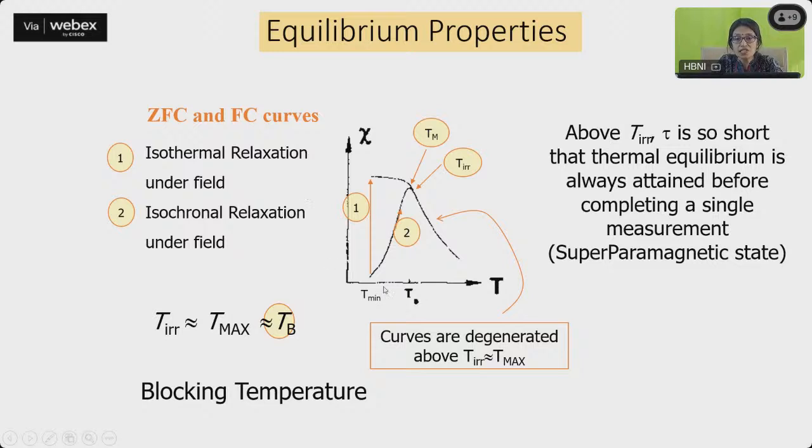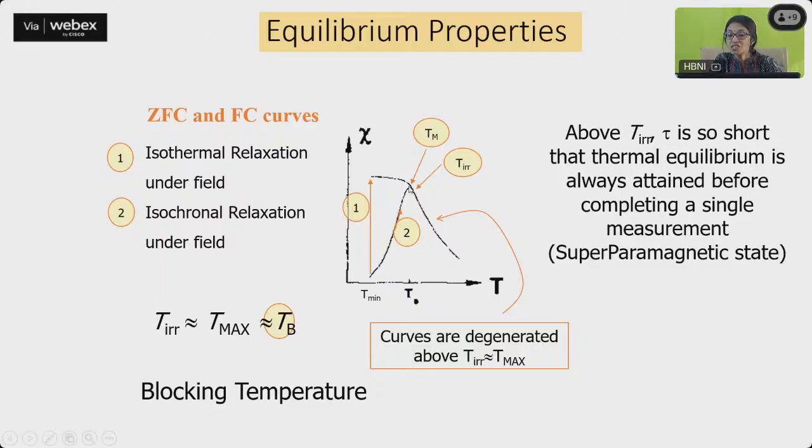So in this case, what you will see is, this is the ZFC and the FC curves. In one case, when it is field cooled, it is going to look like this. You can see this flattening, and when it is zero field cooled, it is going to look like this. At this point, there is going to be a T irreversible temperature over here, and this is the T max, also known as the blocking temperature.